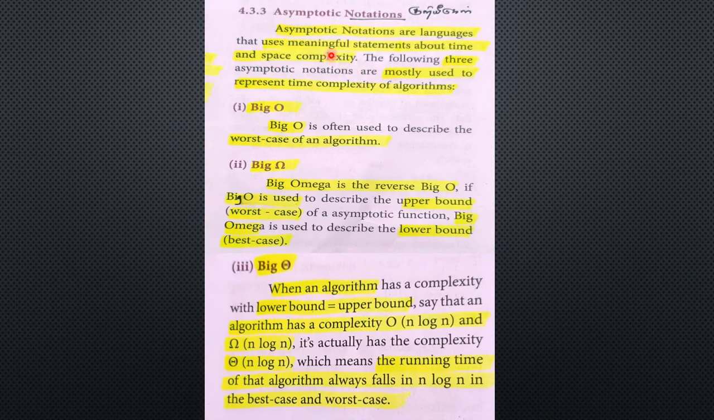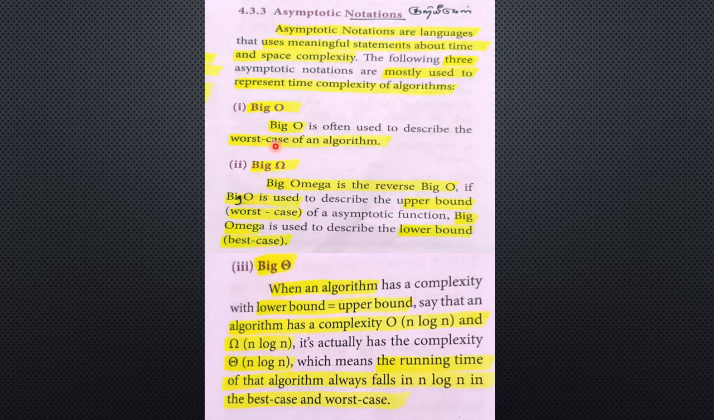Next, asymptotic notations. Notation means we can use it as symbols. The asymptotic notations are the language for making meaningful statements about time and space complexity. We have to easily understand what is the use of each. We have three mostly used notations for representing the time complexity of a program: one is big O, and then big omega and big theta.